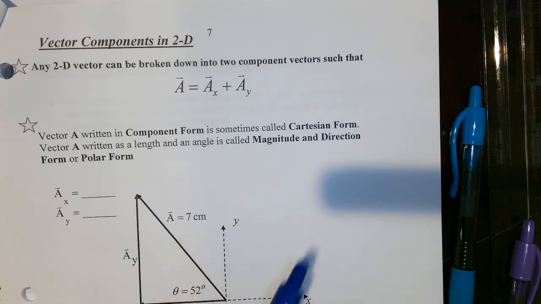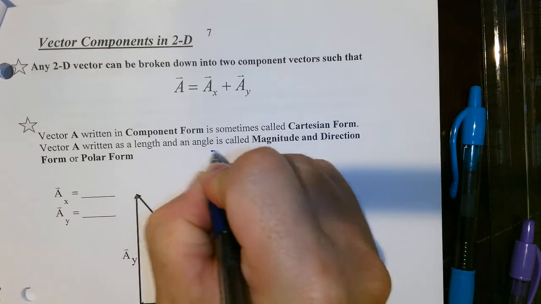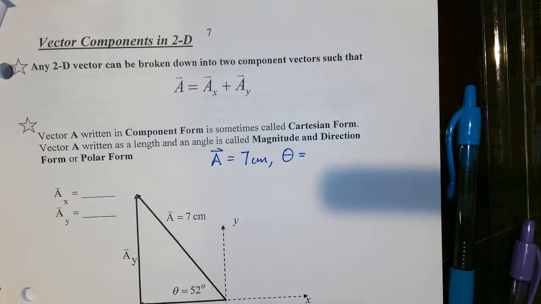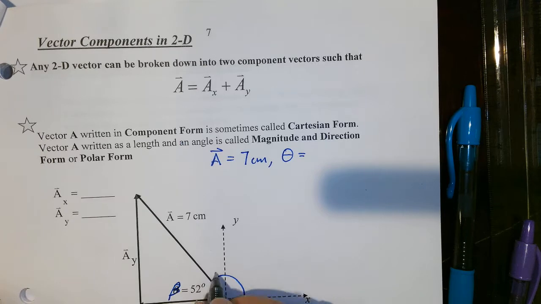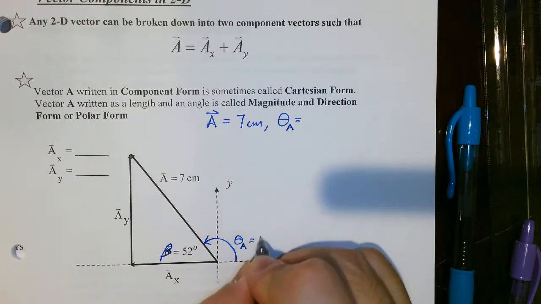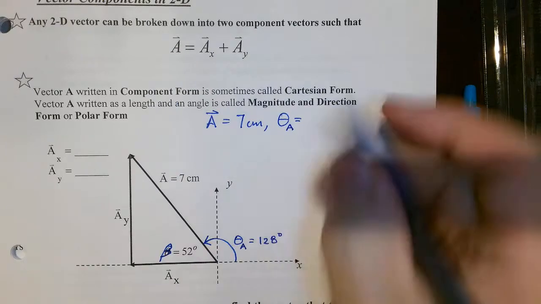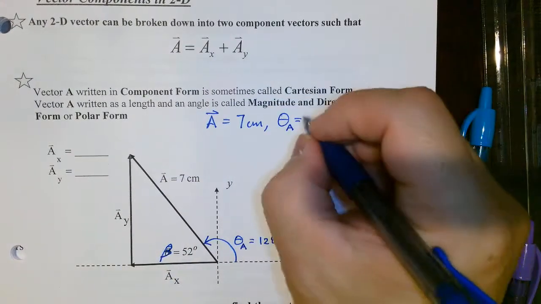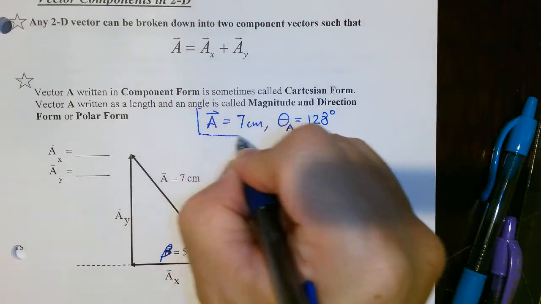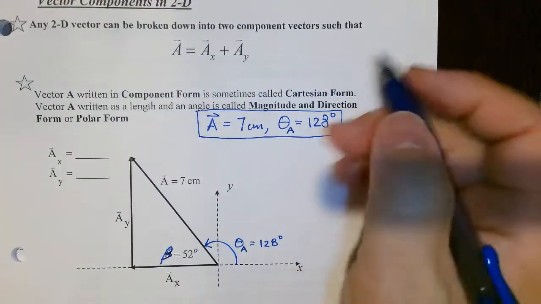If I take a look at this vector A, it happens to be 7 centimeters, comma, theta equal to. Now, this is really not a theta right here. This 52 degrees is actually your beta, your reference angle of 52 degrees. This is your theta right here. So for my A vector, maybe I should write a little subscript, theta A. That theta is 128 degrees. So this A vector can be represented as 7 centimeters, comma, theta of 128 degrees. This is the polar form.